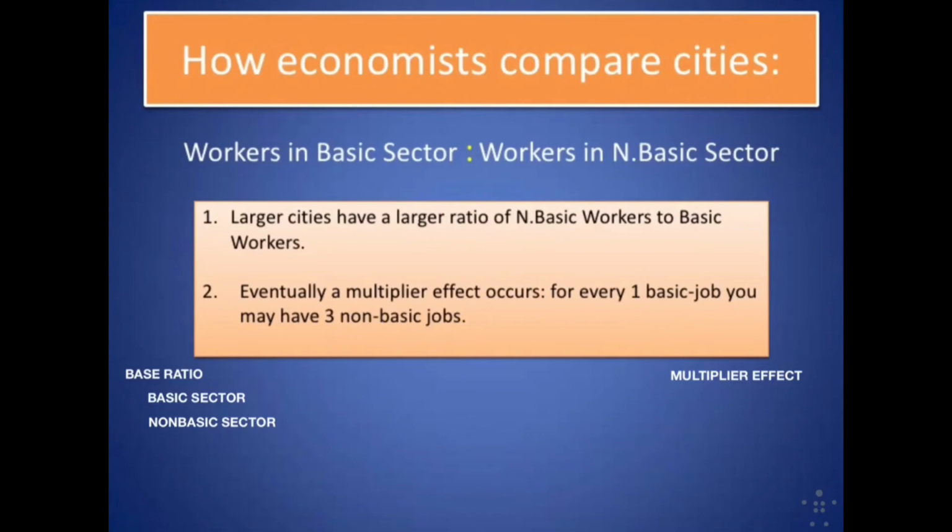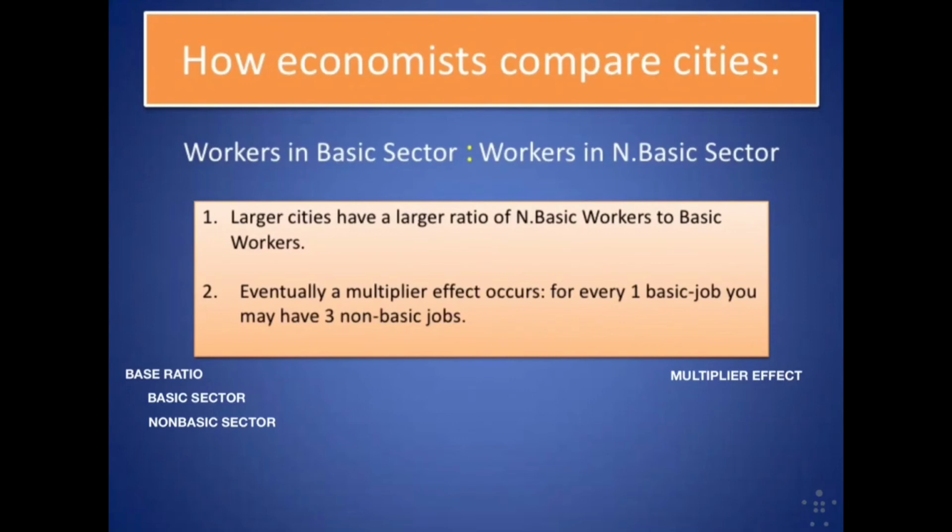Usually, the larger the city, the more people you will have in the non-basic sector, because most cities and most places in the world are becoming developed, and we know they need the tertiary and quaternary economic activities to be more developed. Eventually, a multiplier effect takes hold in which new basic sector employment is accompanied by a large share of non-basic workers, decreasing the ratio of basic sector workers to non-basic sector workers.